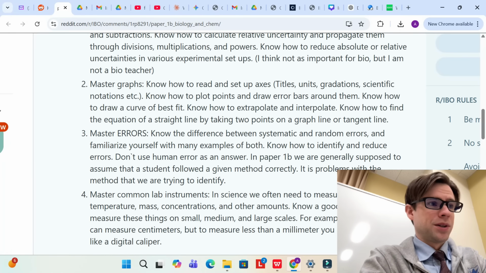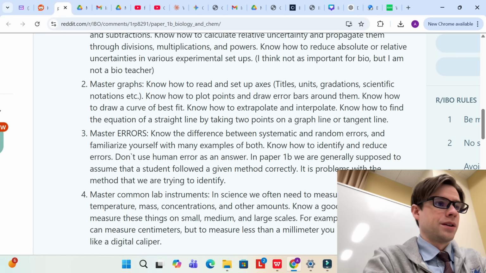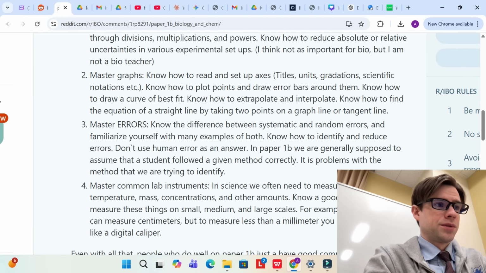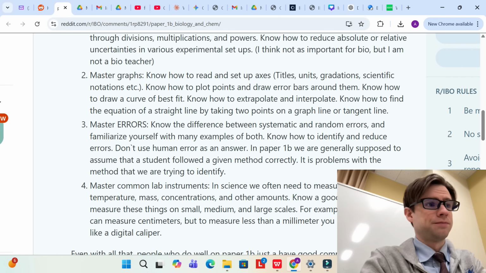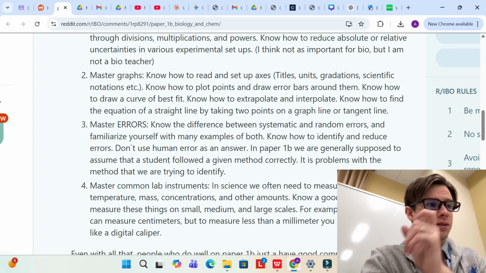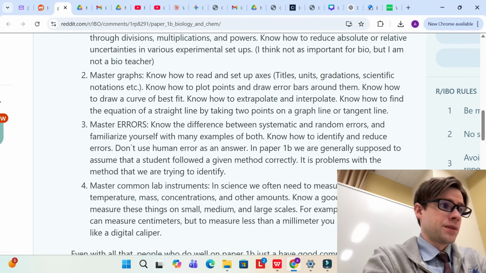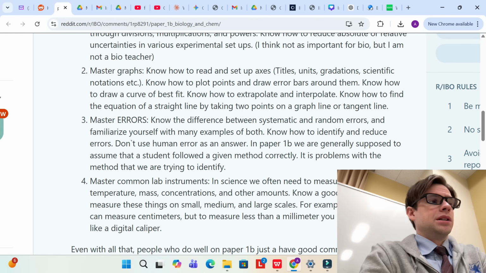I see a lot of mistakes made there, transferring the scientific notation and the units that are written on an axis correctly into an equation where they might be used. Know how to plot points and draw error bars around them. So the error bars are the uncertainty, usually a plus or minus section. So if you have that on the x-axis and y-axis, you'll end up drawing a zone of uncertainty. Again, these things are in my uncertainty video if you're interested.